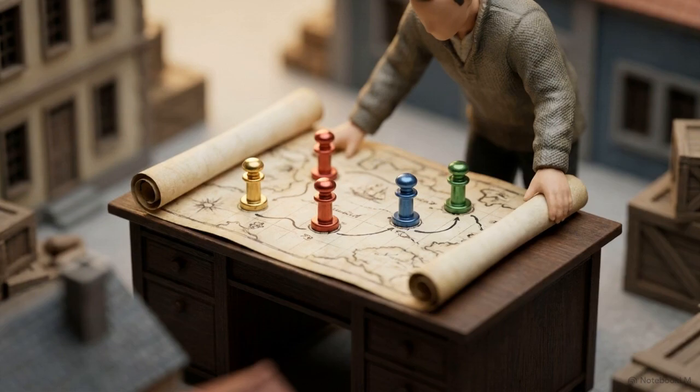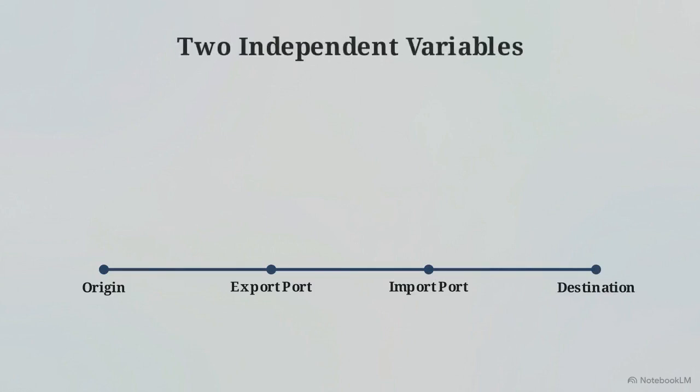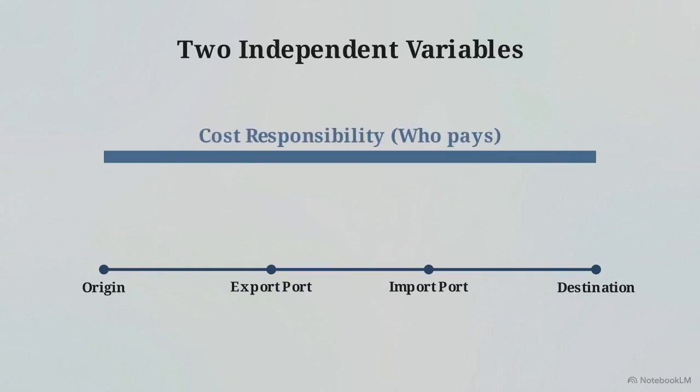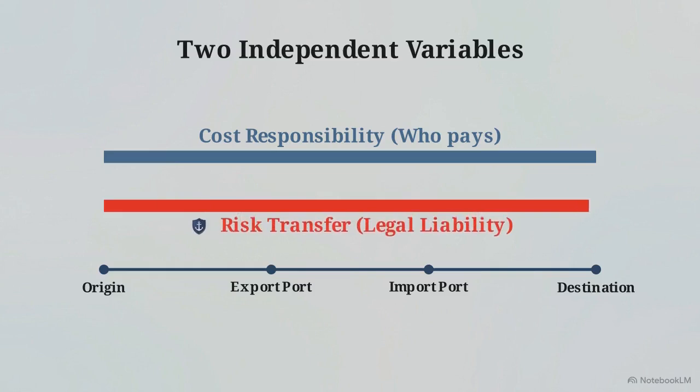This chart maps the master geographic timeline of global trade, tracking the cargo's journey from the seller's facility at the origin, through the export port, across the main transit leg, into the import port, and finally to the buyer's destination. Across this route, we have to track two independent variables. We will use a blue bar for cost responsibility, who pays for the physical transport, and a red bar for risk transfer, who legally assumes the loss if the cargo sinks, burns, or is stolen.